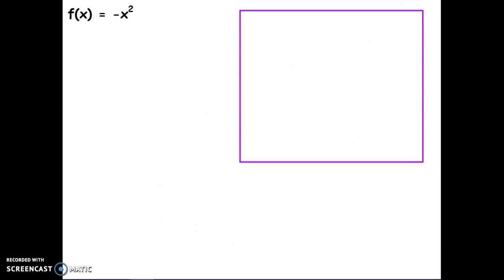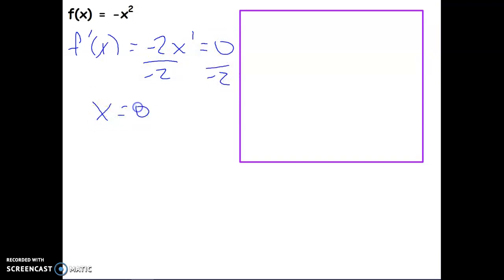Okay, let's look at this one. F of x equals negative x squared. Okay, so same directions. First thing I need to do is find my critical numbers. So I'll take the derivative. Negative 1 times 2 is negative 2. 2 minus 1 is 1, so I'm going to have that x to the first. Again, this is a polynomial, so there is no place where it's undefined, but I can figure out where it equals 0. This time I'll divide by negative 2. So again, I get x equals 0 for my critical number.